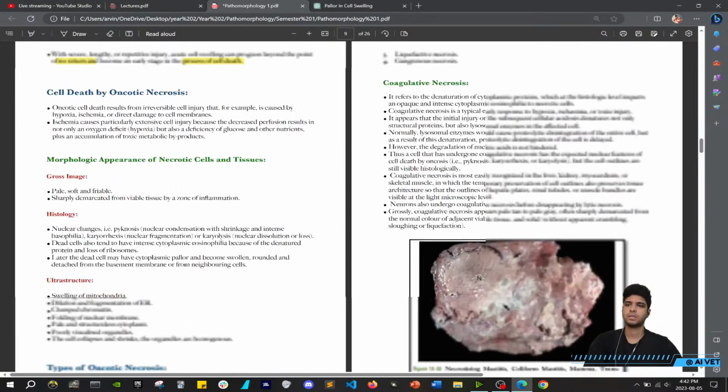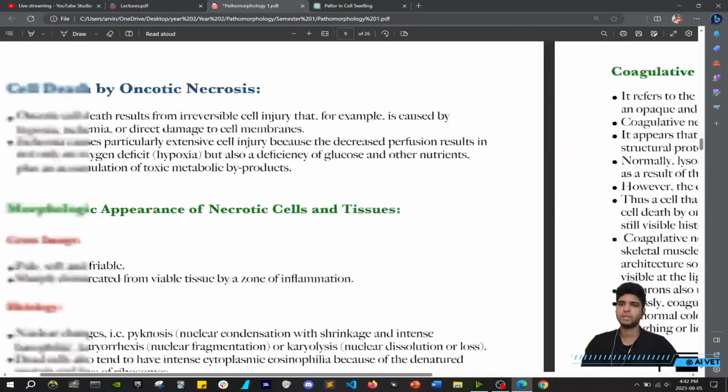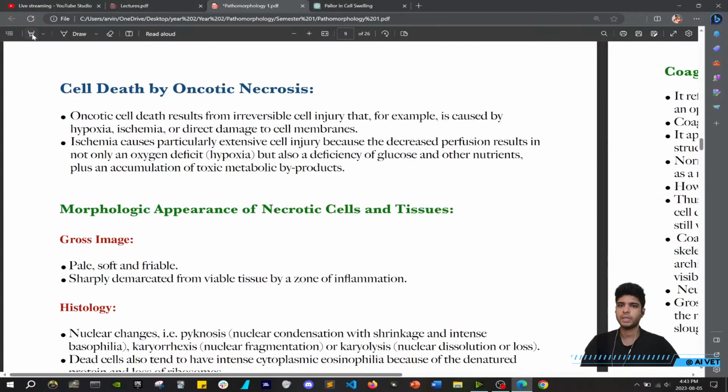Okay, let's start with cell death by oncotic necrosis. What does it mean? In this case, it's an irreversible cell injury. As it says, necrosis is death of tissue. Oncotic means cancerous. They divide in an uncontrolled manner, I guess. For example, it is caused by hypoxia, ischemia, or direct damage to the cell membranes.